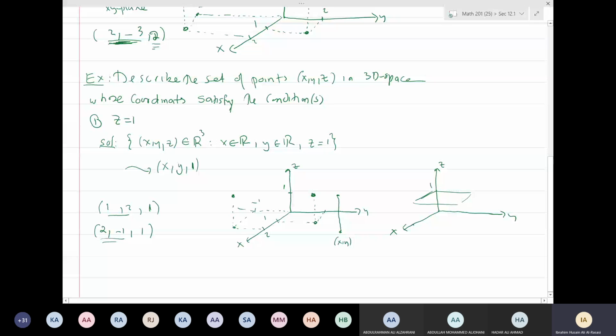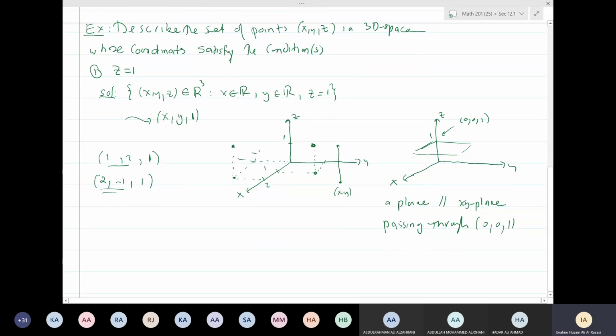So what you get is a plane parallel to the XY plane, passing through a point. What is the point here? It is (0, 0, 1). So this is the set of points. These points, z equals 1, form a plane parallel to the XY plane.